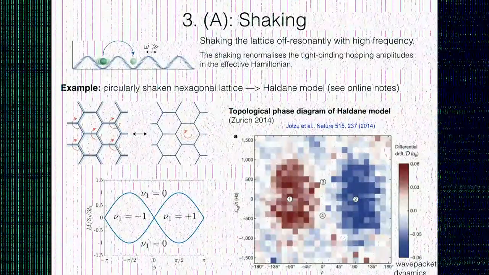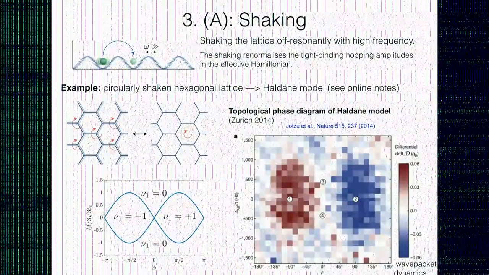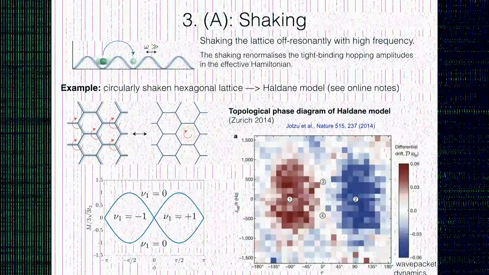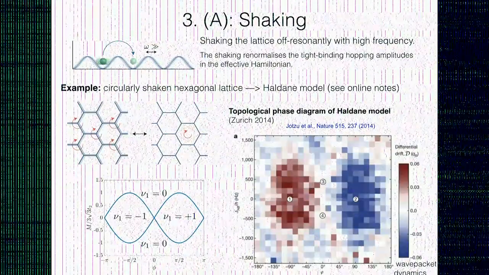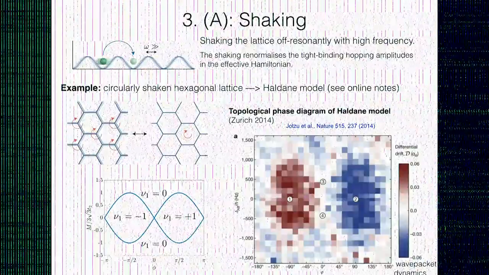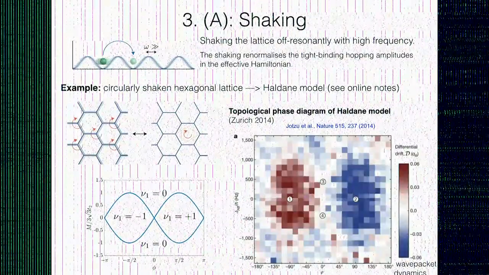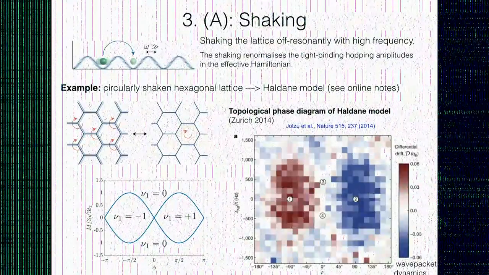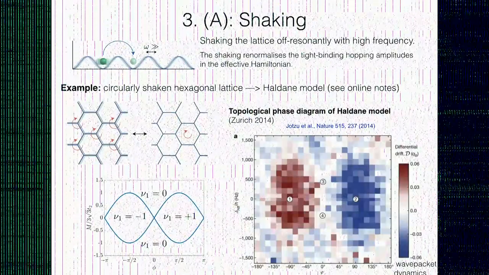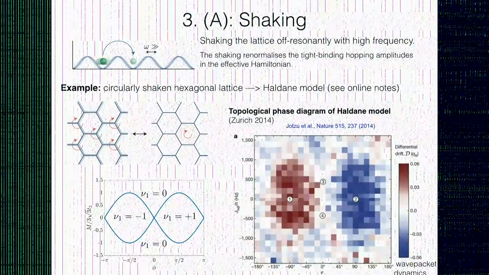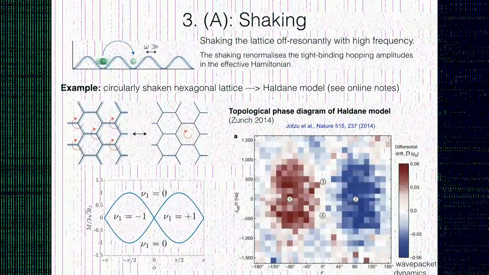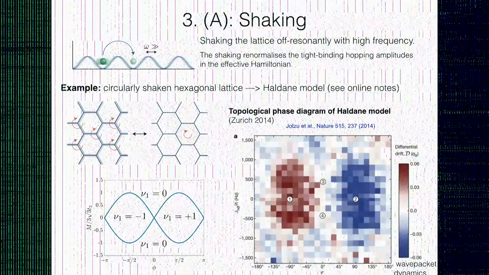And so the first example that I want to emphasize, which is widely used in cold atoms, is the idea of shaking. This is a shaking of the whole system off resonantly with a very high frequency. You can imagine, if you shake a system so fast off resonantly that if you look at the system, you don't actually see that it's moving because it's moving too fast, but the shaking does have the effect of renormalizing some of the parameters in your Hamiltonian. In particular, you can use that time average expression. You can calculate what the shaking does, and it will renormalize your J. It can change the sign of J, the amplitude of J, and it can even make J, the hopping amplitude, become complex.